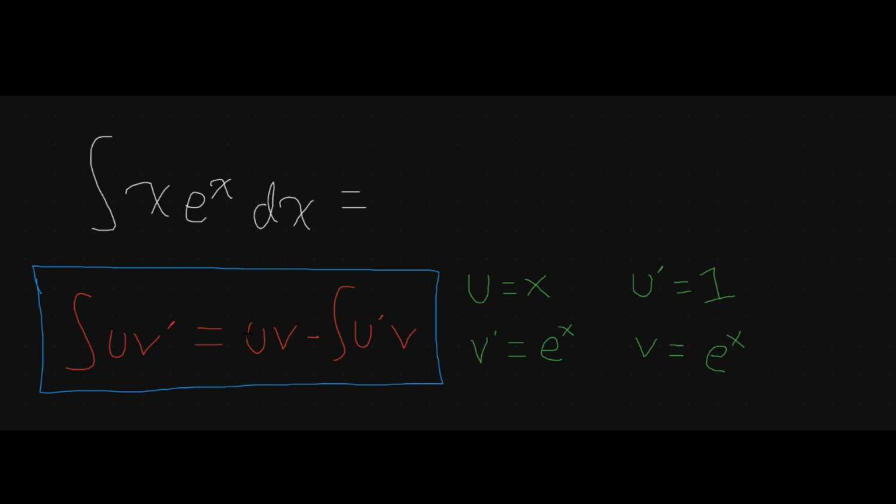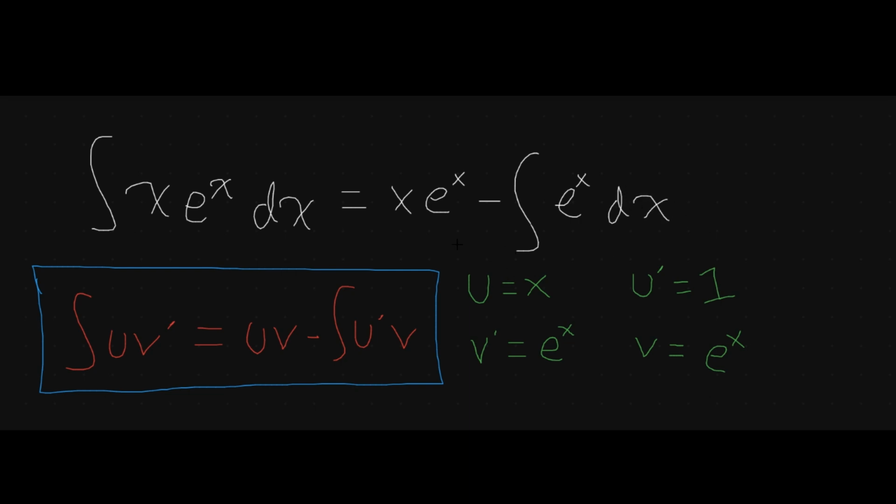So now let's continue the integral and let's apply the formula. So first thing we need to do is write u times v. So we need to multiply u times v over here. So we get x times e to the x minus, because of the minus over here in the formula, the integral of u dash times v. So we need to multiply u dash times v. U dash is just 1, so we do not really need to write it. And v is e to the x, and don't forget dx.